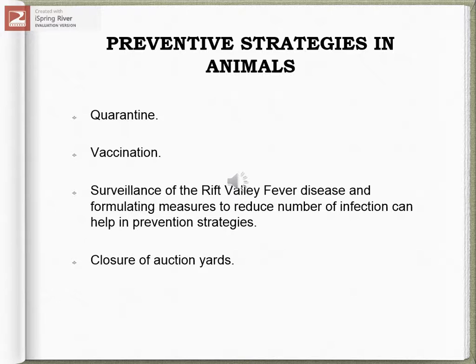Prevention strategies in animals: we can use quarantine, vaccination, also surveillance for the Rift Valley fever disease, and formulating measures to reduce the number of infections can help in prevention strategies. We can also close the auction yards to stop the animals from moving.